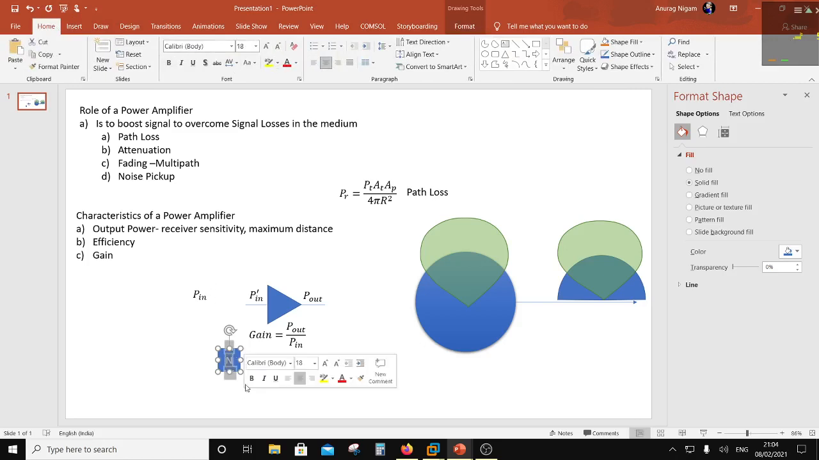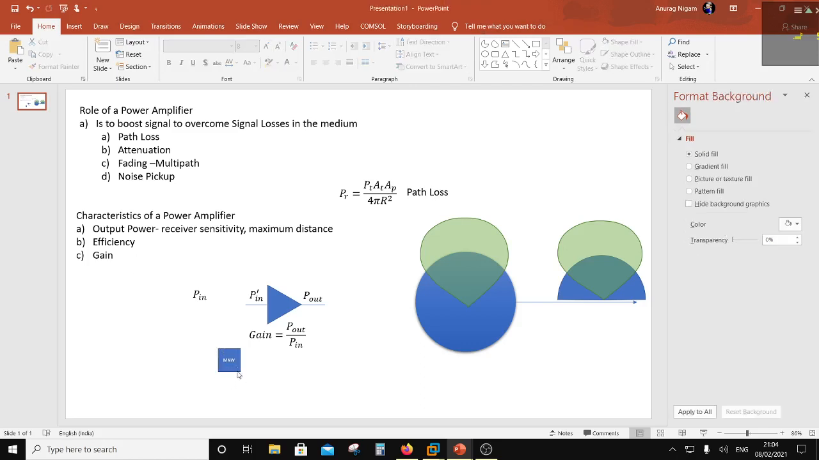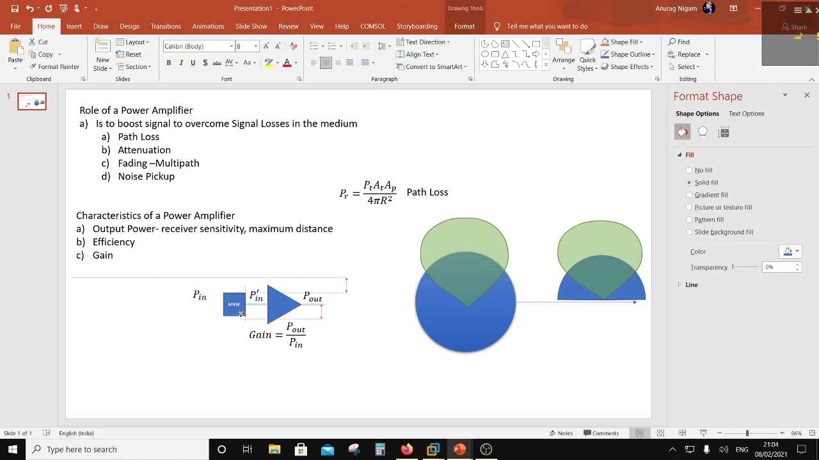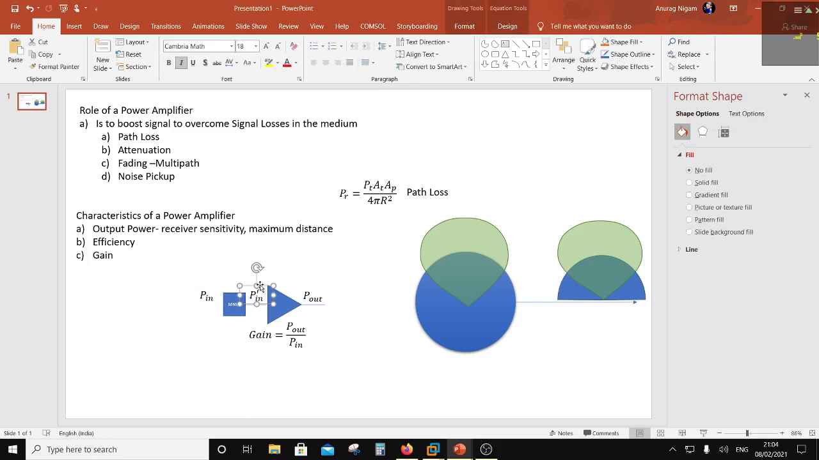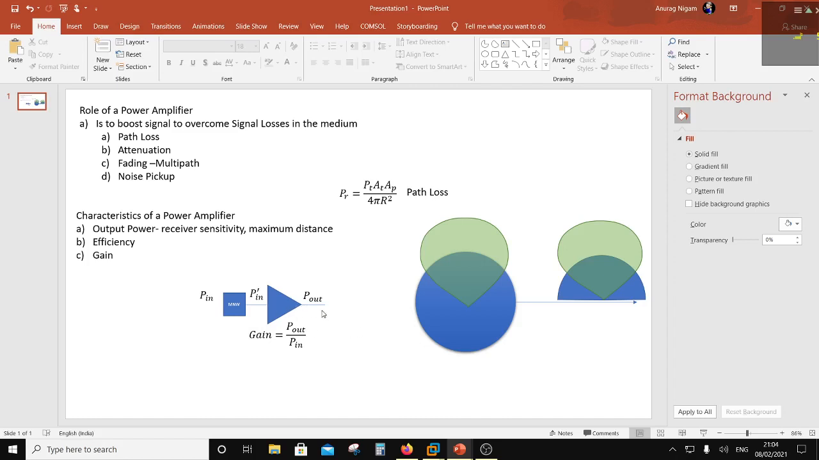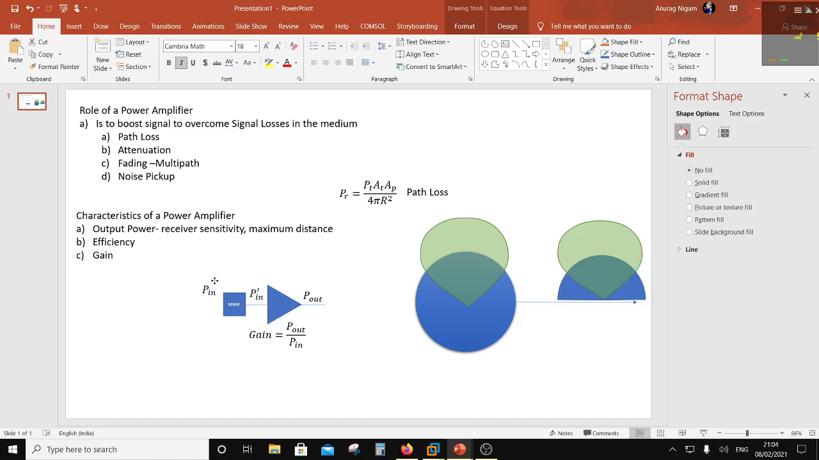So there is a matching network here. The role of the matching network is to match the impedance. Now in case the impedance is not perfectly matched to 50 ohm, what is going to happen? A part of the power is going to be reflected back. So I will put here a part of the power which is reflected back as PR.